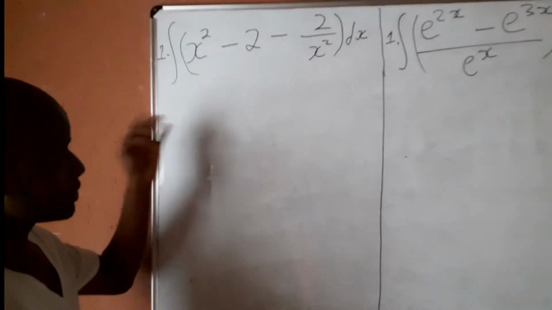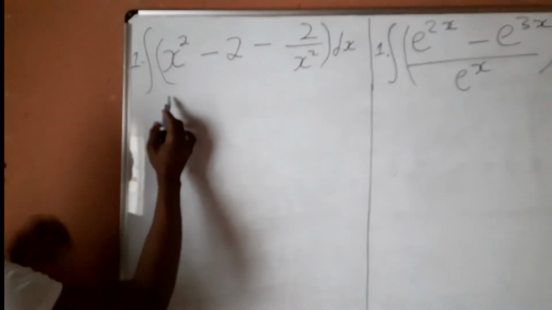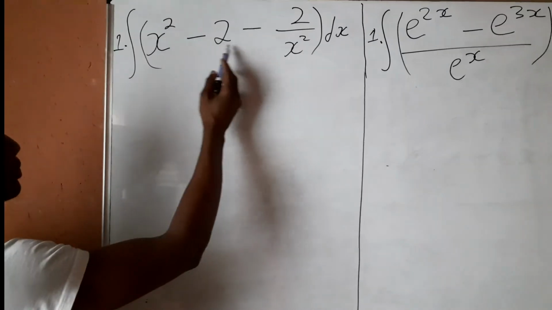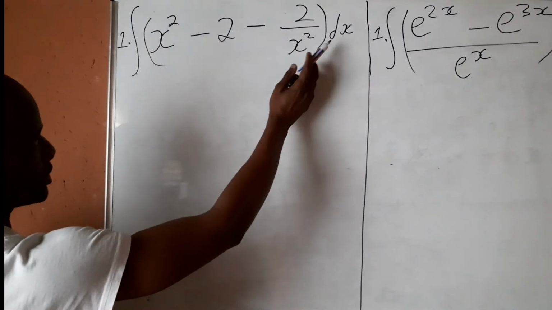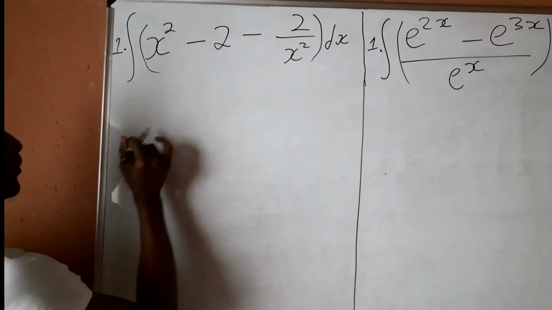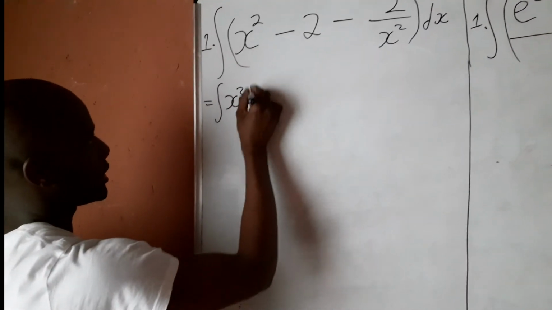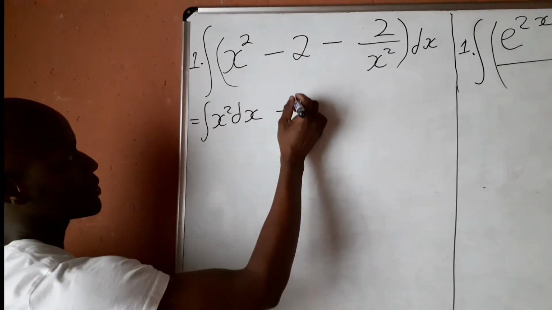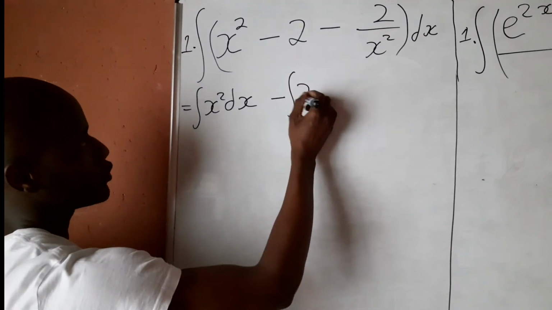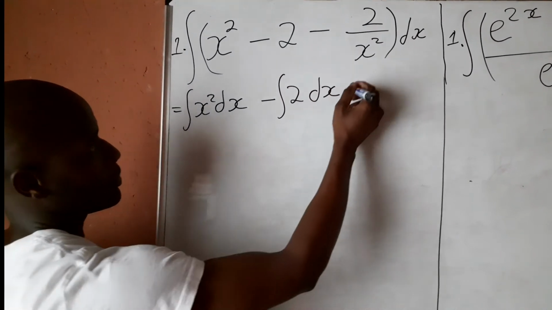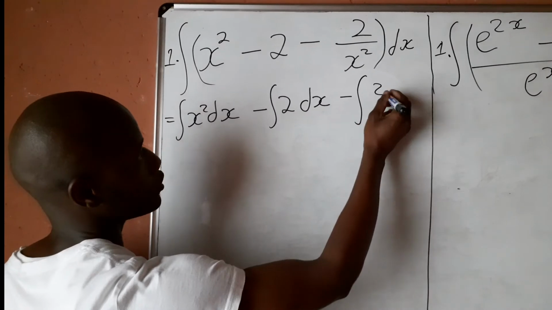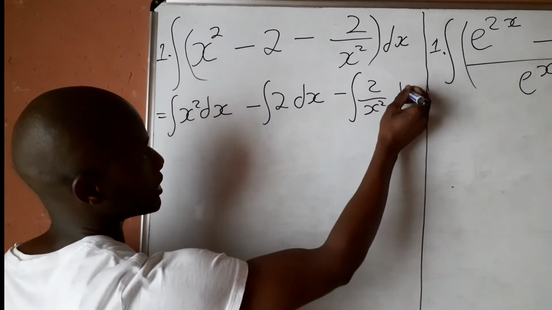So let's integrate this question, guys. They say integrate x squared minus 2 over x squared dx. So we're going to separate them. It's going to be integral x squared dx minus integral 2 dx minus integral 2 over x squared dx.